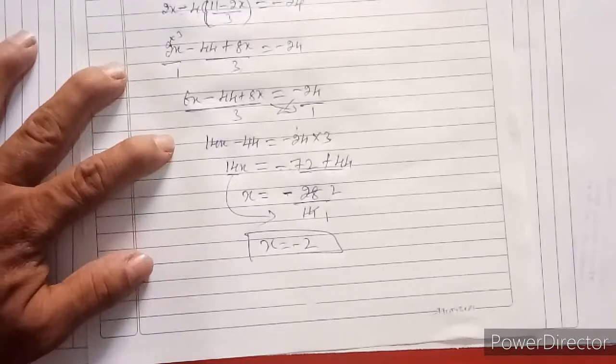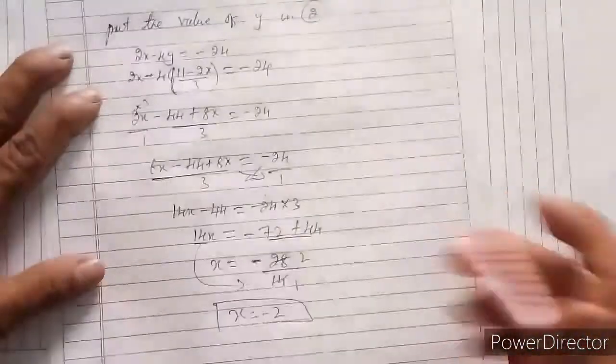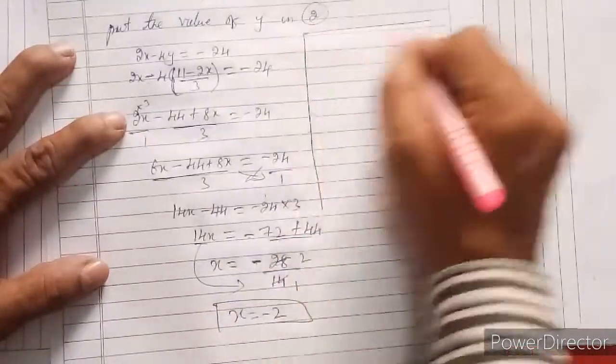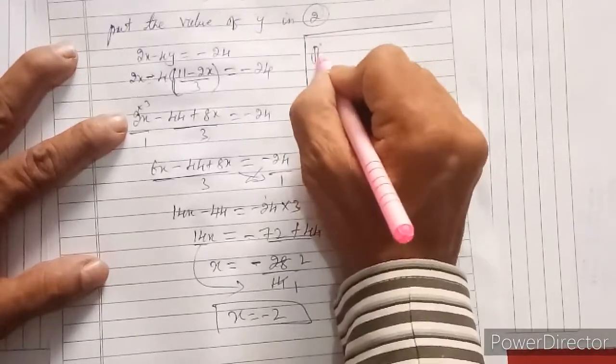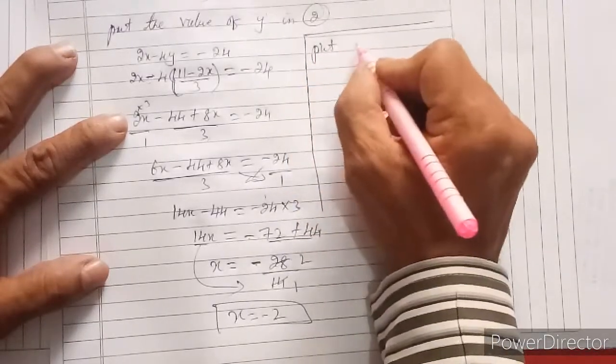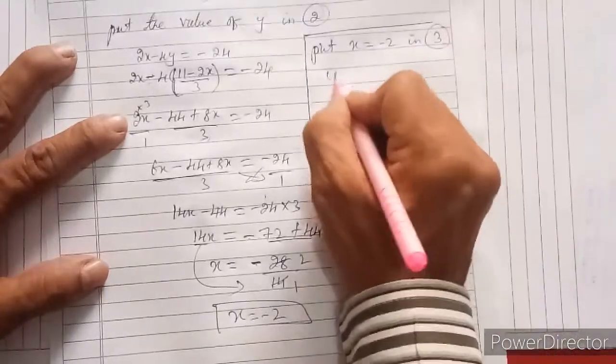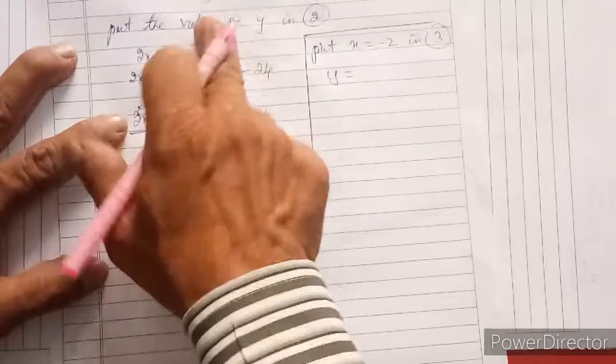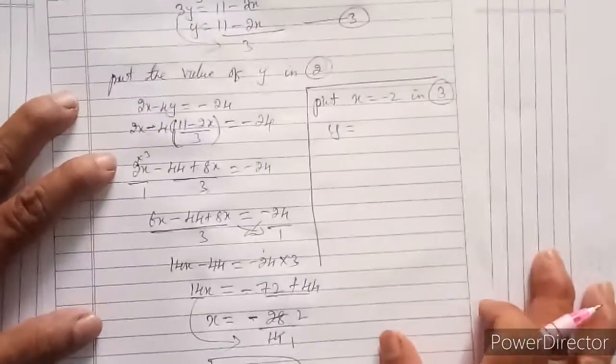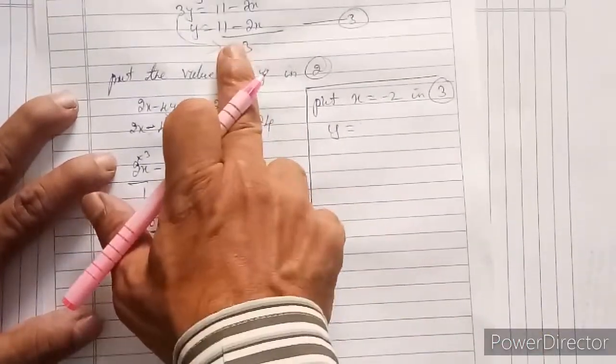We got the value of x, that is minus 2. Now see here, put x is equal to minus 2 in equation 3, we will get y. y is equal to, equation 3 is here only, don't get confused. So equation 3 is here only.